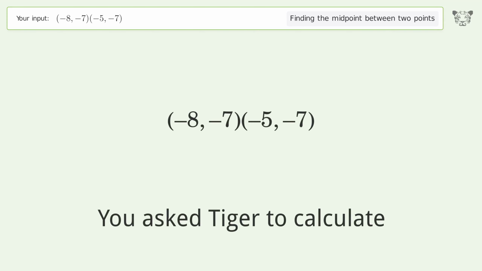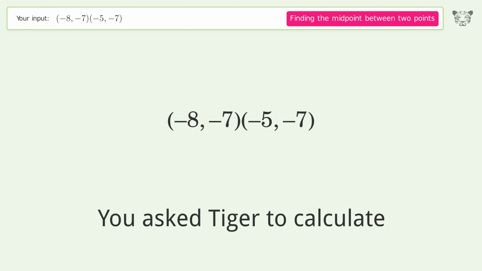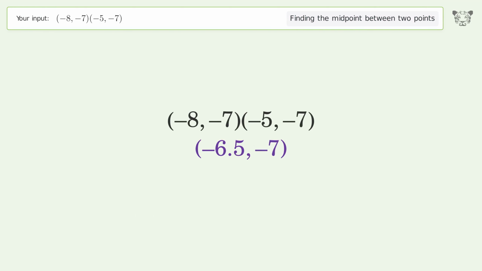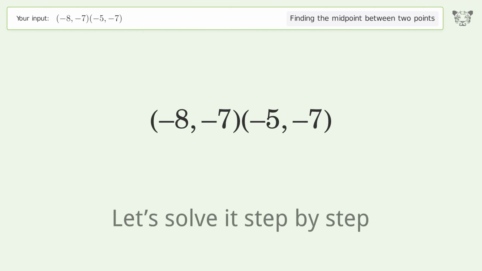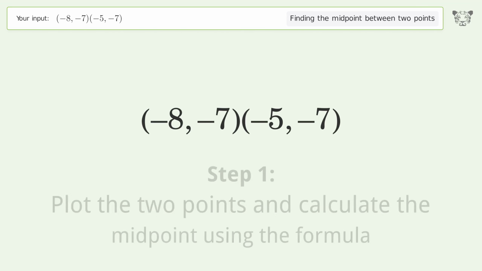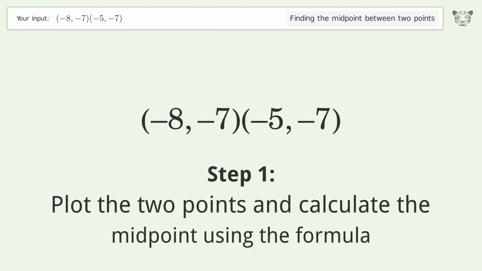You ask Tiger to calculate. This deals with finding the midpoint between 2 points. The midpoint between the 2 points is -6.5, -7. Let's solve it step by step. Plot the 2 points and calculate the midpoint using the formula.